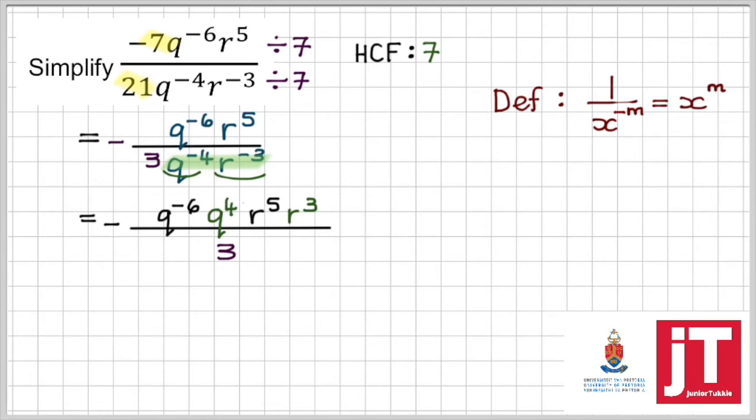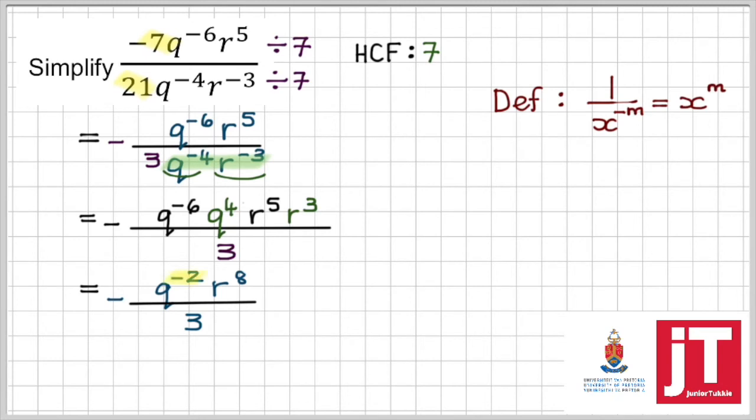Now we are multiplying terms, so we know that we should use law number 1, which tells us that when we multiply powers that have the same base, we add exponents. So on q we have negative 6 plus 4, which gives us q to the negative 2. For r we have 5 plus 3, which gives us r to the positive 8. And we write this over 3. We have done nothing with that 3, but we still write it down.